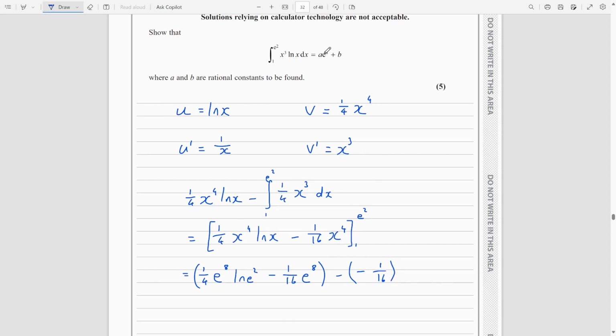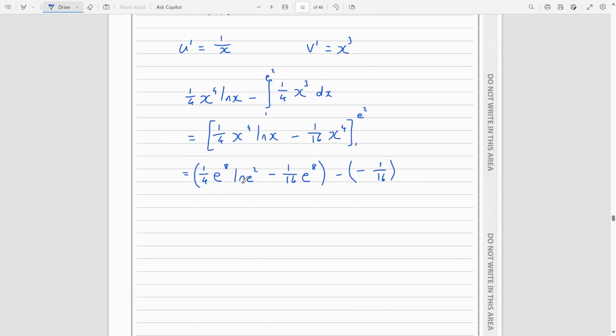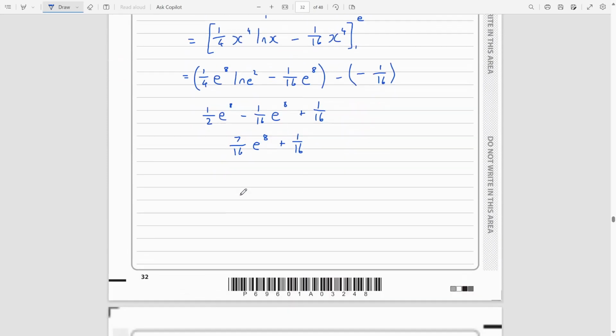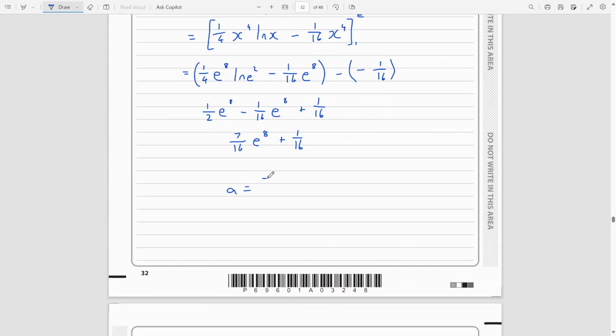So I need this as something times e to the 8 plus something. So what have I got? Well, ln of e squared is just 2. 2 times a quarter is a half. So I've got half e to the 8 minus 1 over 16 e to the 8 minus minus, so plus 1 over 16. So a half minus 1 over 16 is 7 over 16 e to the 8 plus 1 over 16. So just to really spell it out, a and b are 7 over 16 and 1 over 16 respectively.